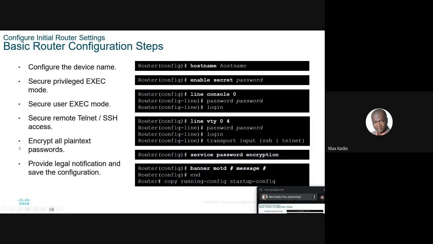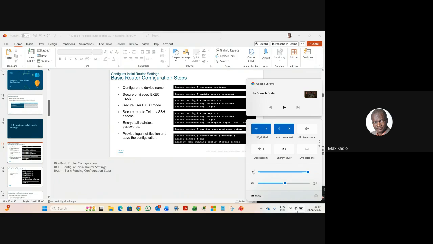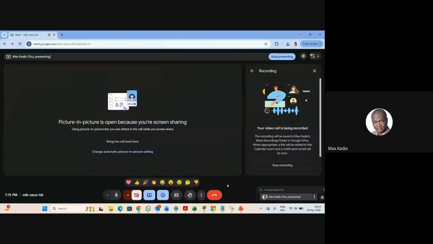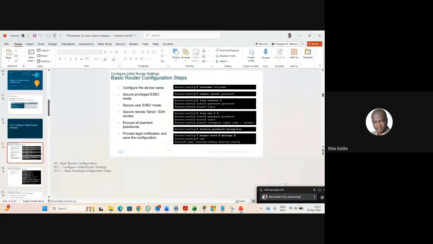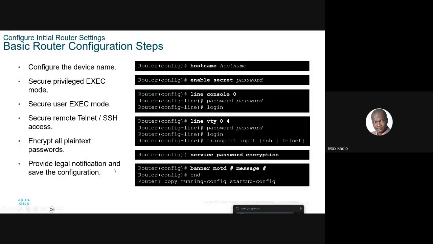Yeah, so you should know how to do the basic configuration. When you say basic configuration, it's about the host name, enable secrets, line console, line VTY. You can hear me, I hope so. Yeah, line VTY and all this stuff. So you can have a look again for 1 minute, then we continue.